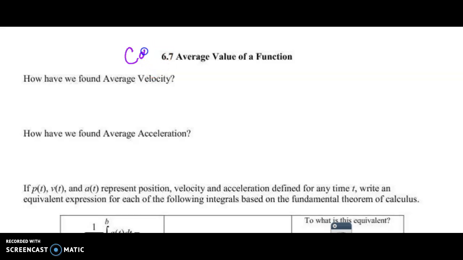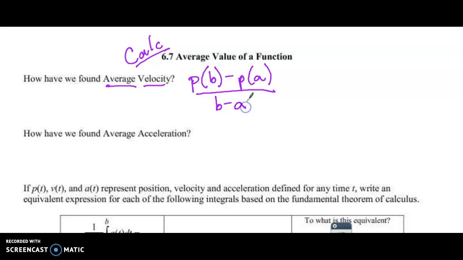Welcome back, Calculus. We're ready for 6.7, and we've already worked with average velocity. Remember, average velocity is like the secant line: P of B minus P of A, if A and B are the endpoints, divided by B minus A.